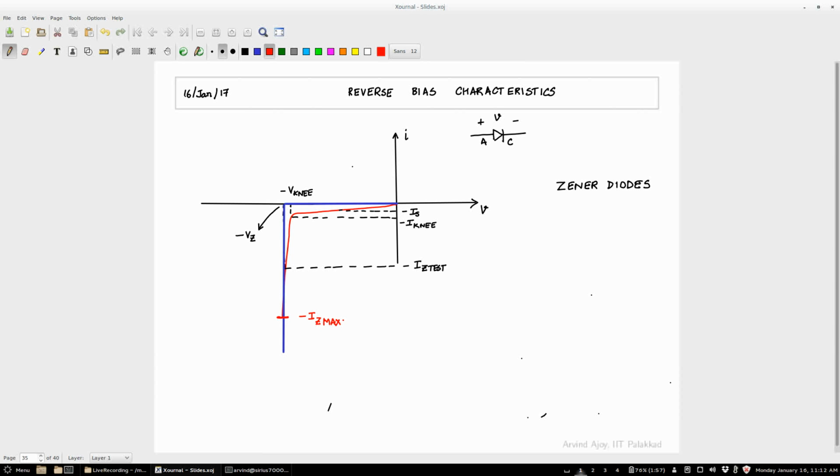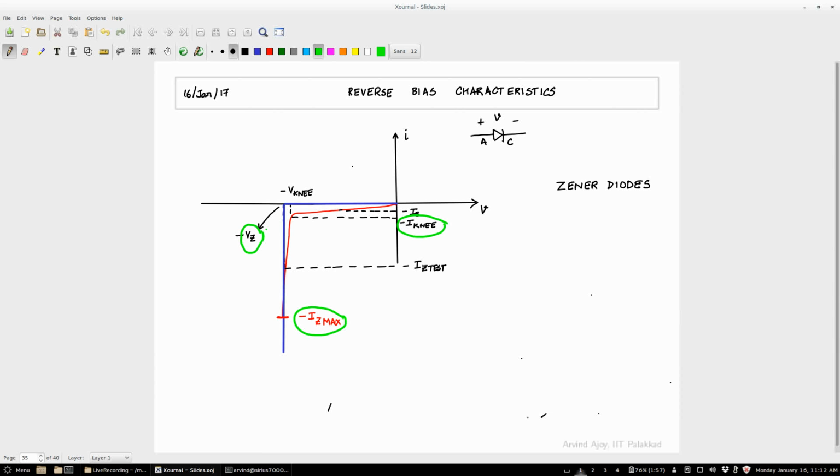Similarly, there will be some current which is say minus IZ max, which is about the maximum current that the device can handle. So when you design a circuit, you would want to ensure that the current in the negative sense passing through the device is less than IZ max, because otherwise the device will burn out. So this I knee.